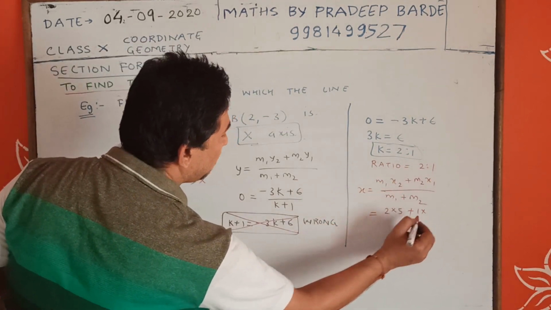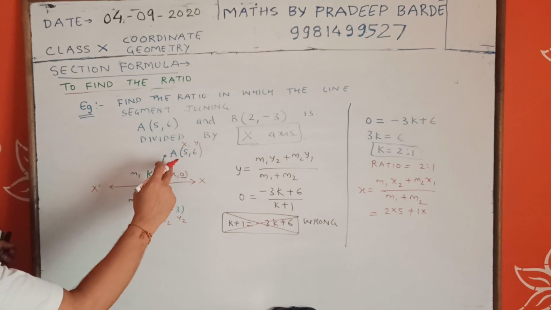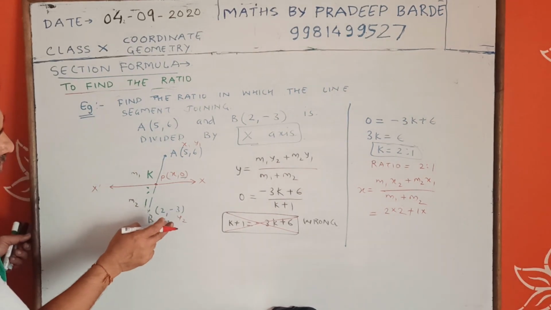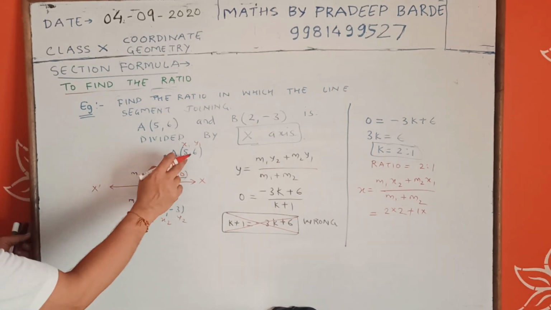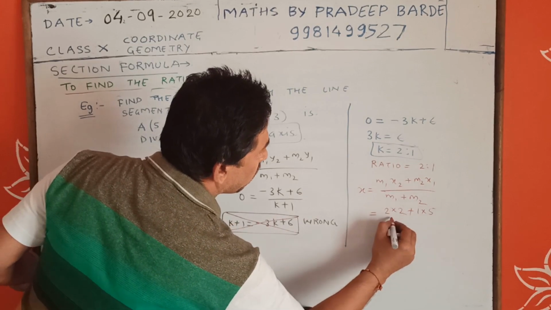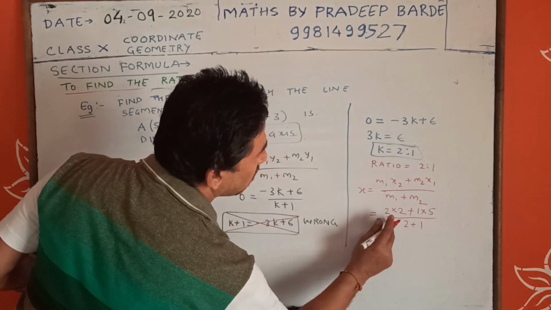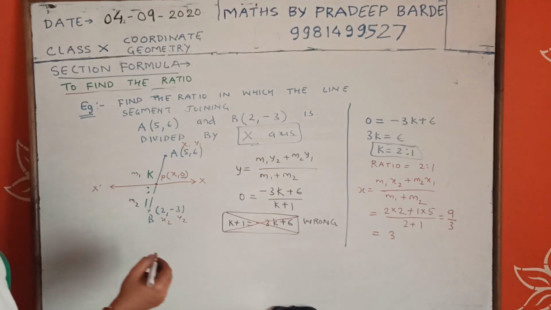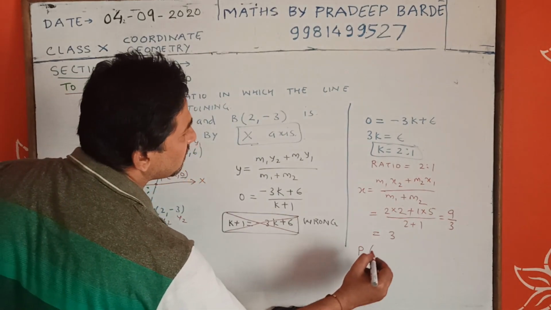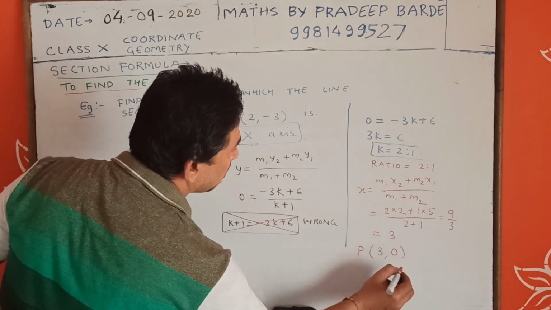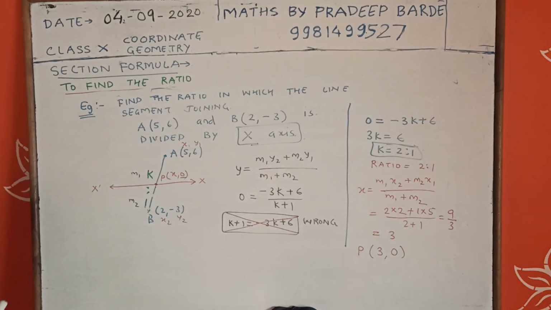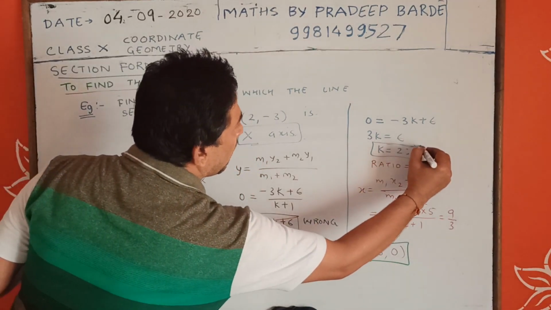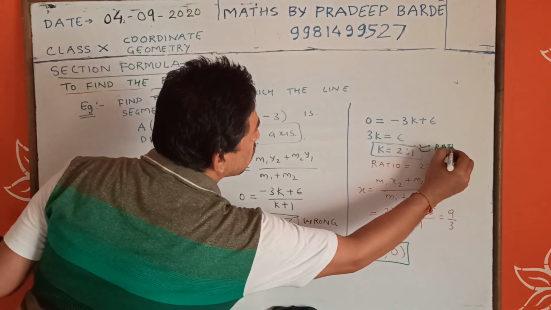m2 की वैल्यू हो गई 1. m1x2, 2 इंटू 2 प्लस 1 इंटू 5 अपॉन 2 प्लस 1, 4 प्लस 5, 9 upon 3 which is equal to 3. Therefore the coordinates of point of division are x की वैल्यू 3, y की वैल्यू 0. So the answer is 3,0 is the point of division and the ratio is 2:1.